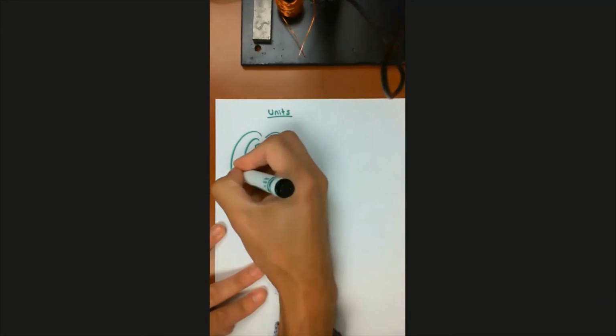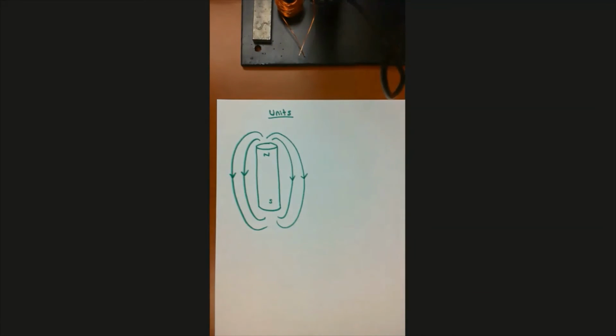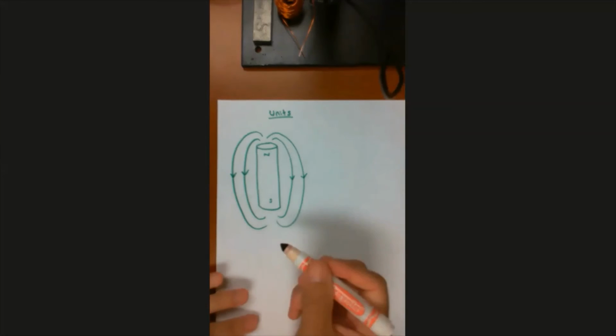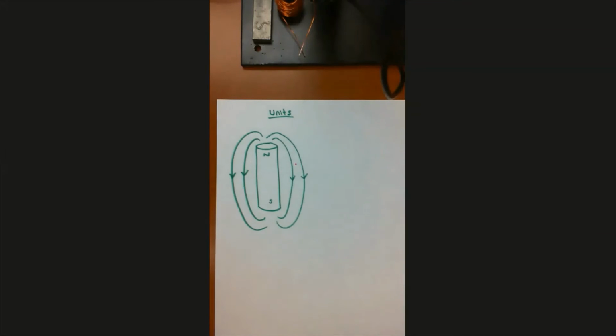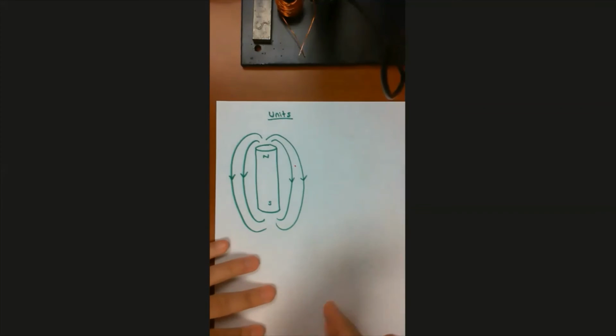There's my magnetic field, and I want to measure the strength of the magnetic field at a certain point. Let's say we're going to measure the strength of the magnetic field right here, at that point right there. And there are instruments that you can use to measure the strength of the magnetic field.